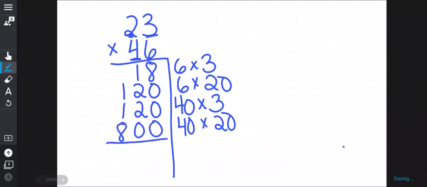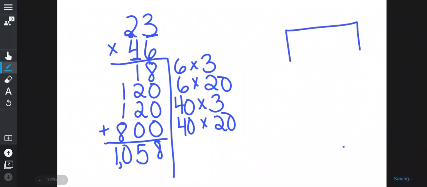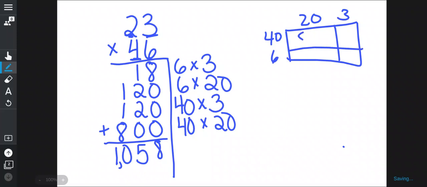And guess what I'm going to do with these numbers? Yep, I'm going to add them up. 8 plus 0 plus 0 plus 0 is 8. 1 plus 2 plus 2 plus 0 is 5. 1 plus 1 plus 8 is 10. I'm going to put my comma in there. And my product is 1,058. If I really fast showed you what this looks like on area model, you're going to see that we're doing the same things here, right? 20 times 40 in that box, 3 times 40, 20 times 6, and 3 times 6. We get the same numbers. It's just a different way to organize it.